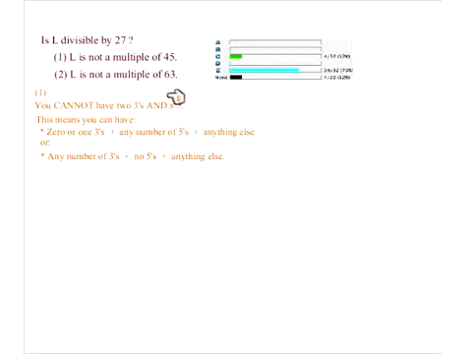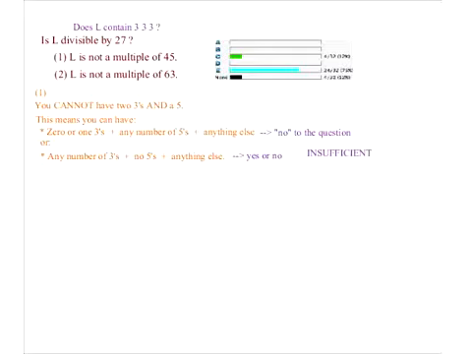27 is 3 times 3 times 3, so if you have this sort of situation, this would be a definite no to the question. But this could go either way. So this is insufficient. Smiley face if that makes sense. Okay, that's a good number of smiley faces.